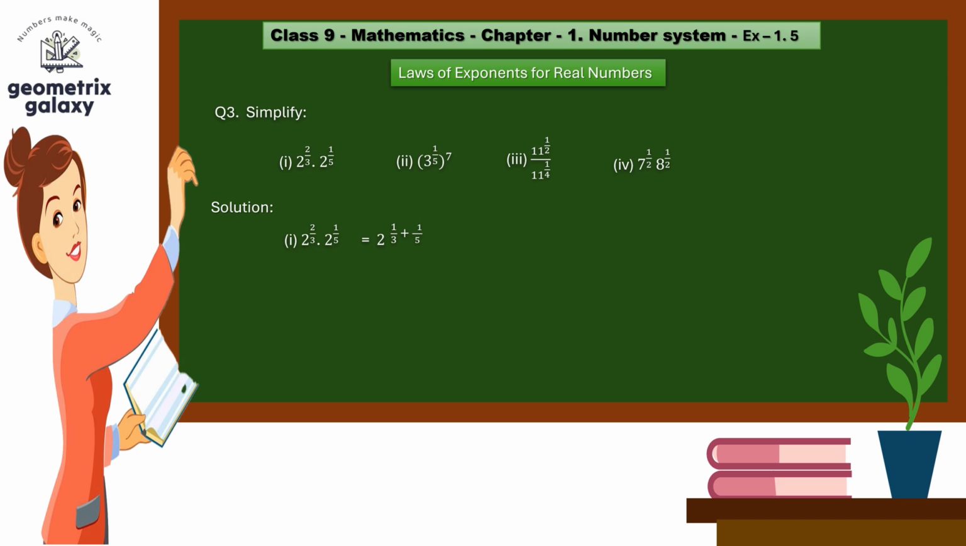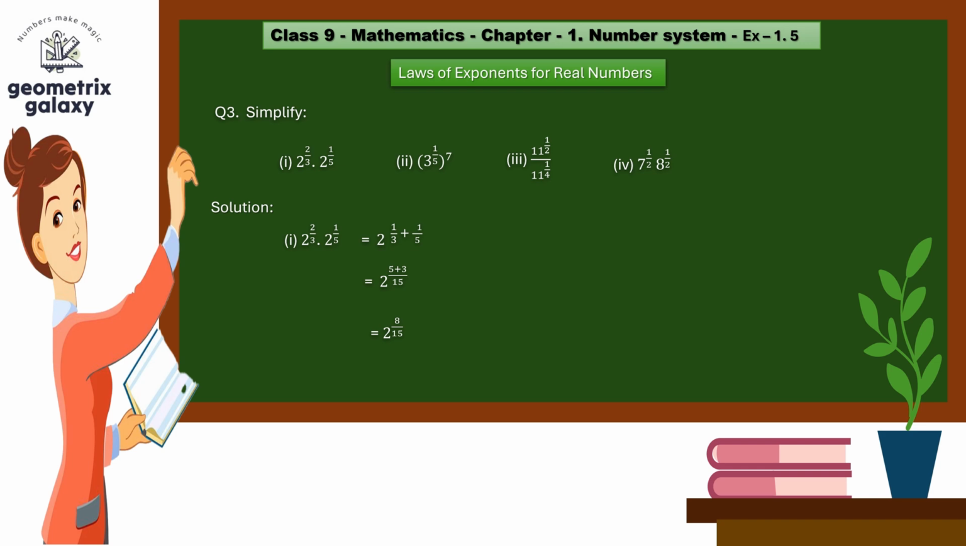Here in this question we can write it as 2 to the power 2 by 3 plus 1 by 5. 2 by 3 and 1 by 5 are unlike fractions, therefore we need to find the LCM for this. So for 3 and 5 the LCM is 15. Then you have to cross multiply and find the answer. So it becomes 2 to the power 10 plus 3 divided by 15. So the final answer is 2 to the power 13 divided by 15.